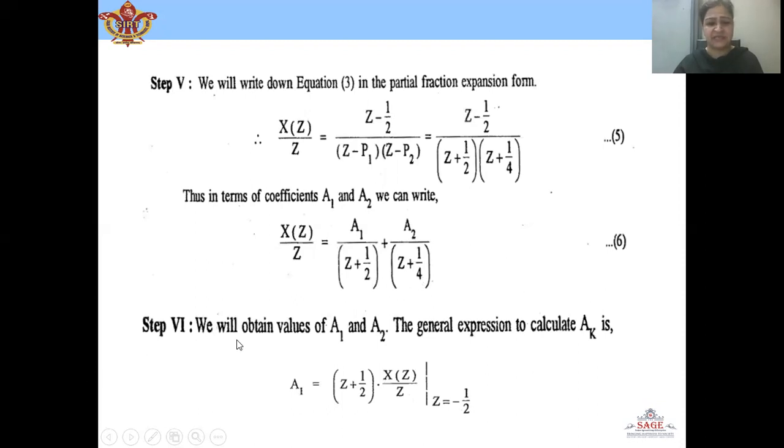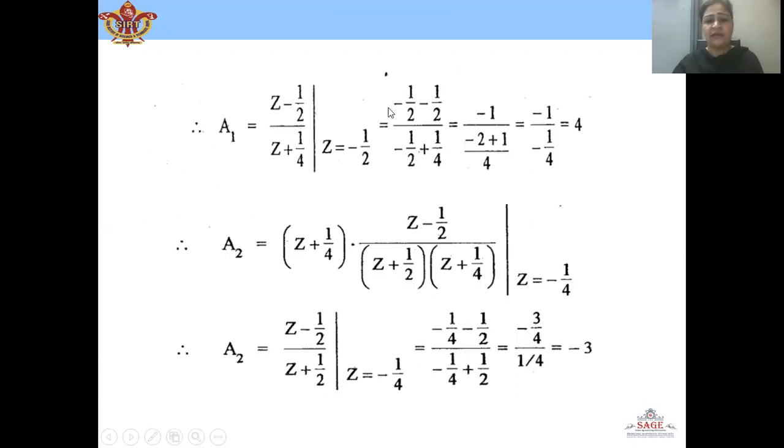Now, in step 6, we will obtain the values of coefficients a1 and a2. I have already discussed, a1 will be taken as X(z) upon z into this particular pole factor z plus 1 upon 2, and the value will be calculated at z is equal to minus 1 by 2. Now, after solving, we will get a1 as 4.